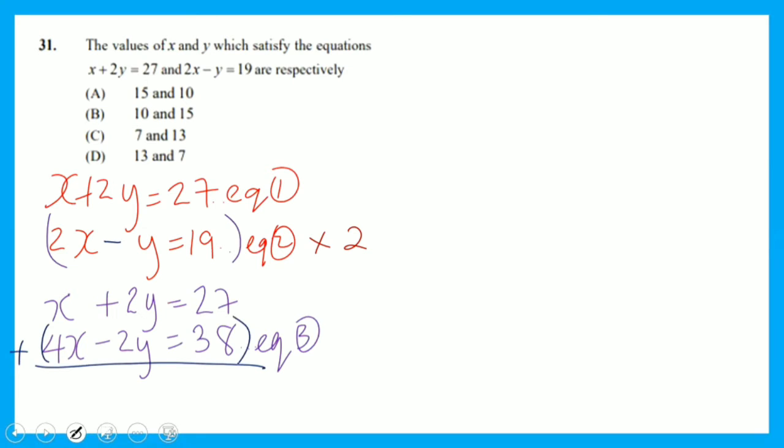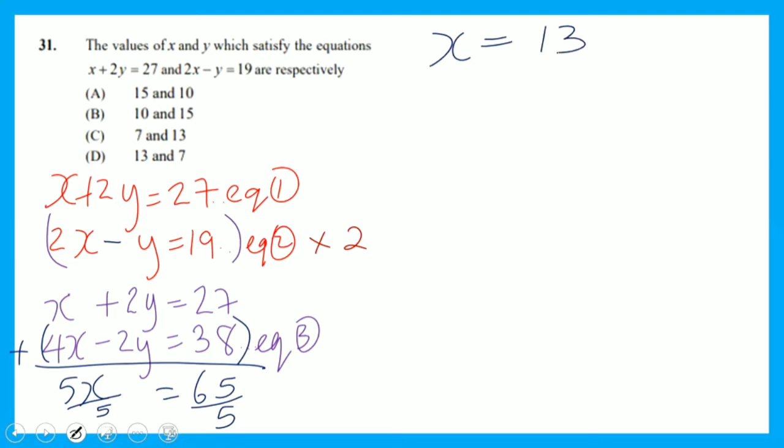All right, so x plus 4x will give us 5x, and a positive 2y plus a negative 2y will definitely give you 0. In other words, the y has been eliminated. We move on to the numbers. 27 plus 38 will give us 65. Clearly we're going to continue until we have solved for x, so it's going to be dividing by 5, dividing by 5. x clearly is going to be 13.